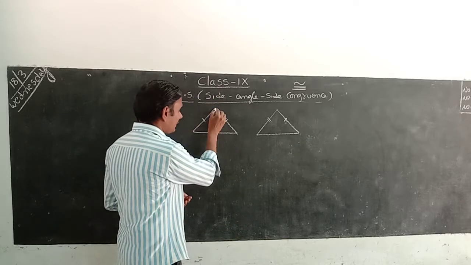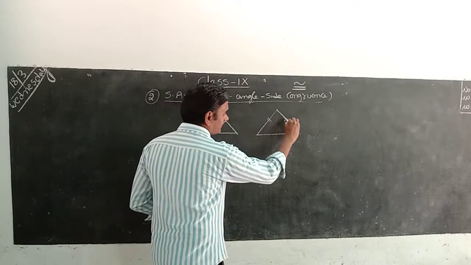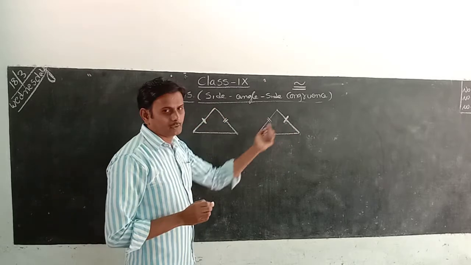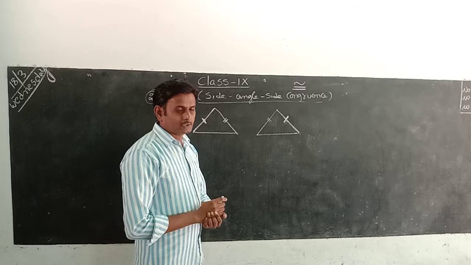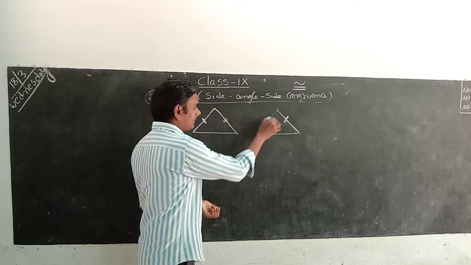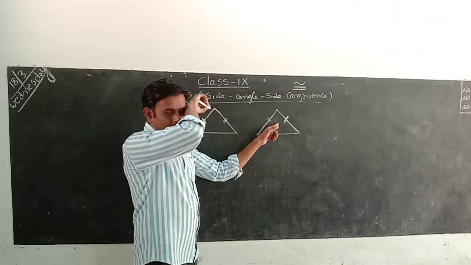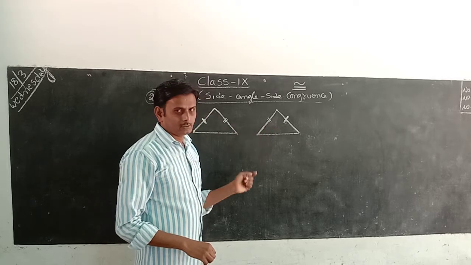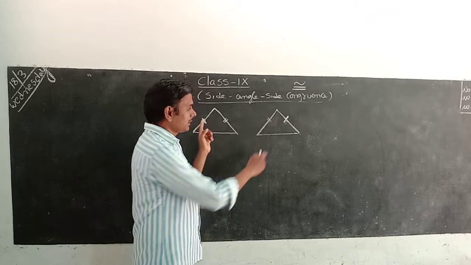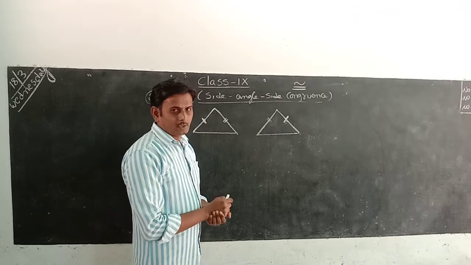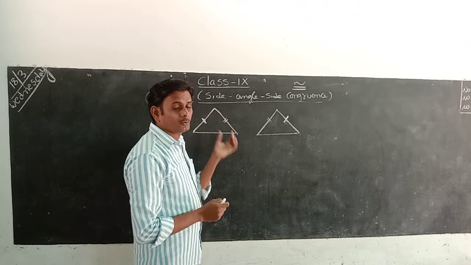If you choose this side and this side, they are congruent because each is marked with one line, which means they have equal length. These two also have equal length. These two sides have the same length, and these two sides have an included angle.